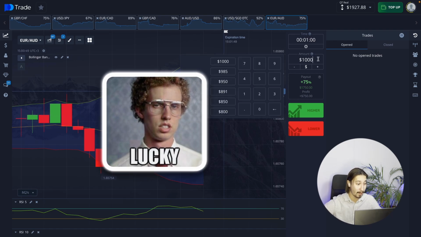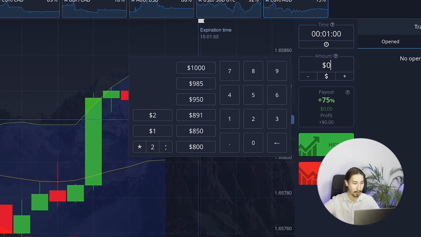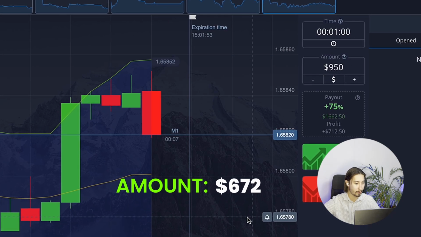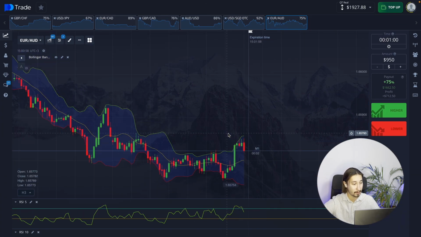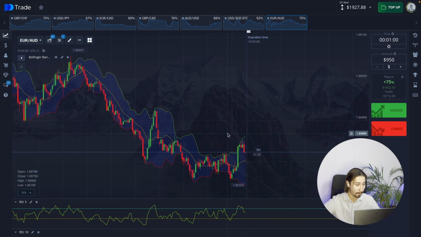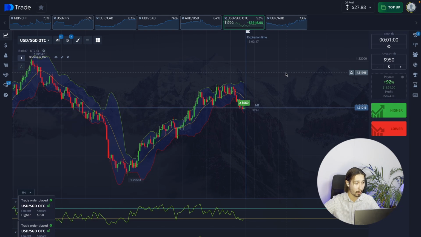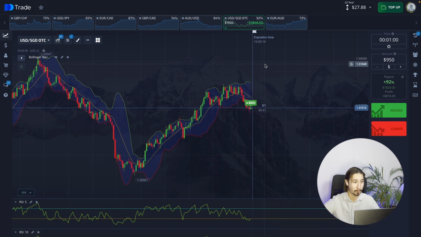Now, we're lucky. So let's change the amount of the value, put $950 and open 2 transactions for the amount of $1,900. Let's try to find an even more reliable entry into the trade. So let's get started. Alright, here I want to open 2 trades to increase the price.